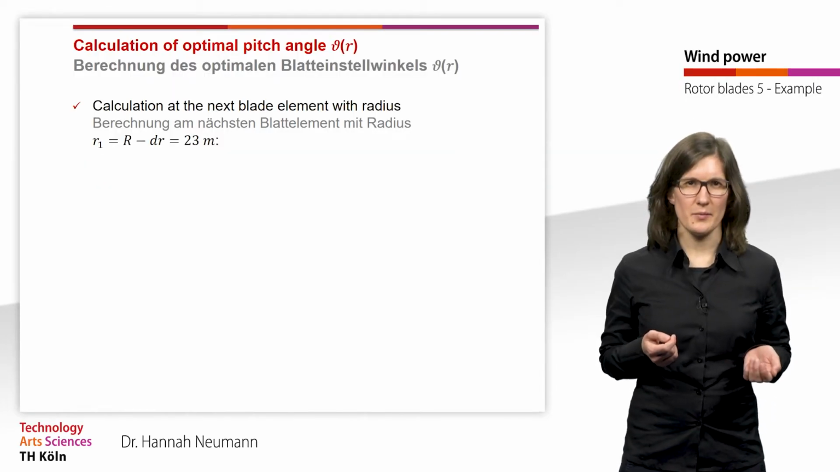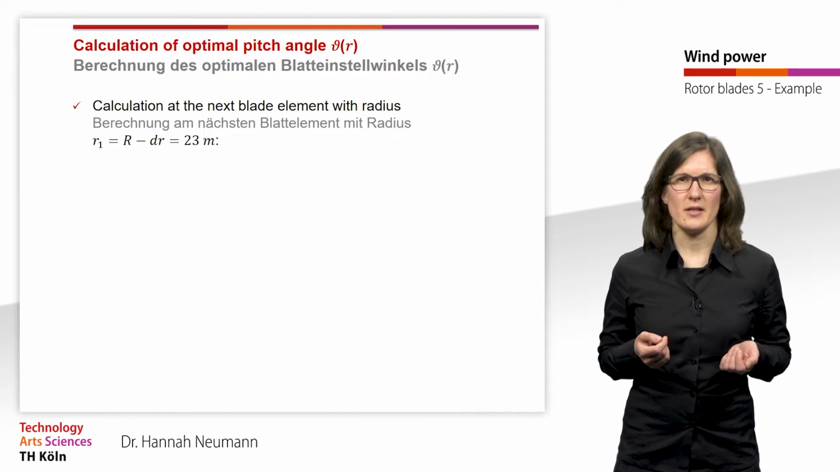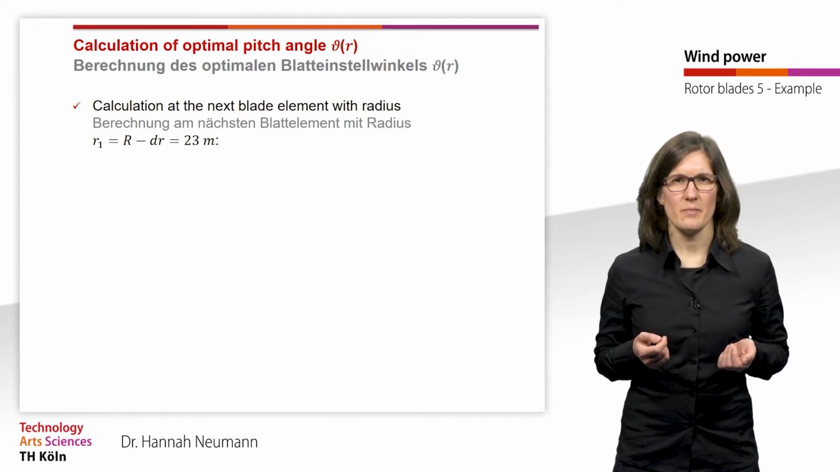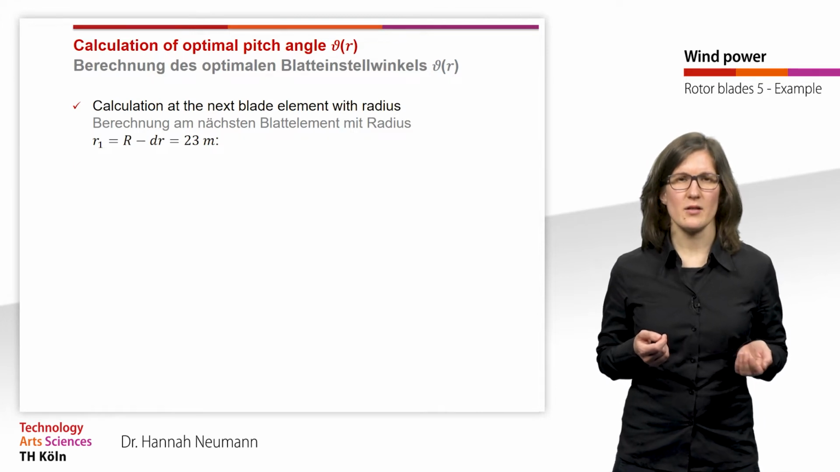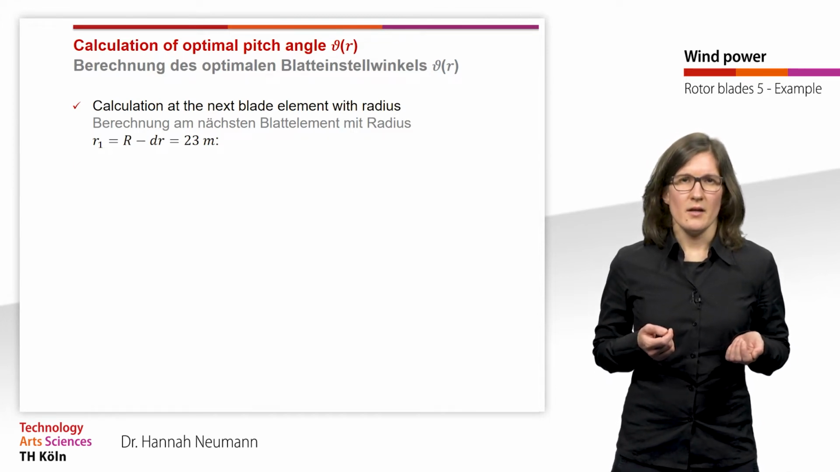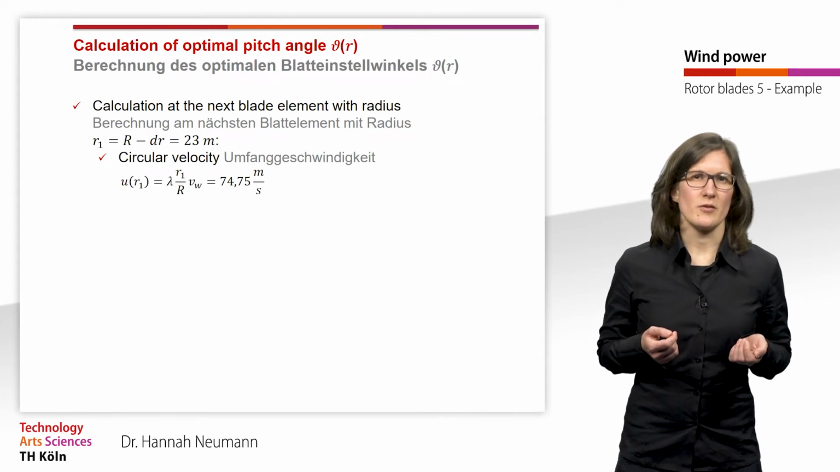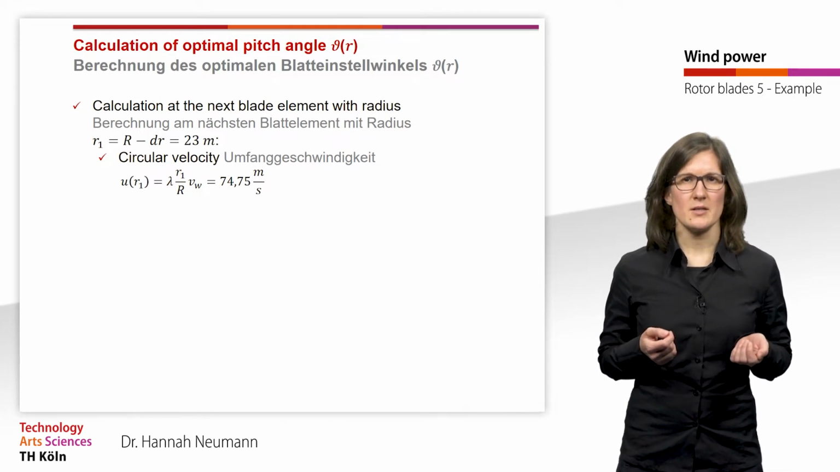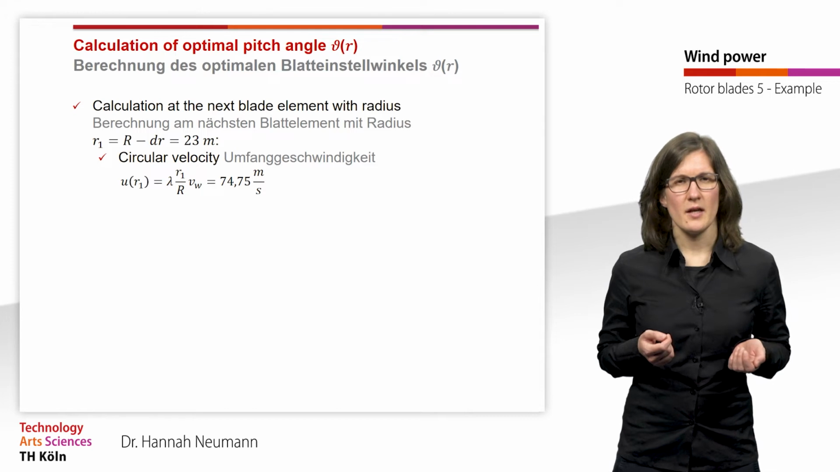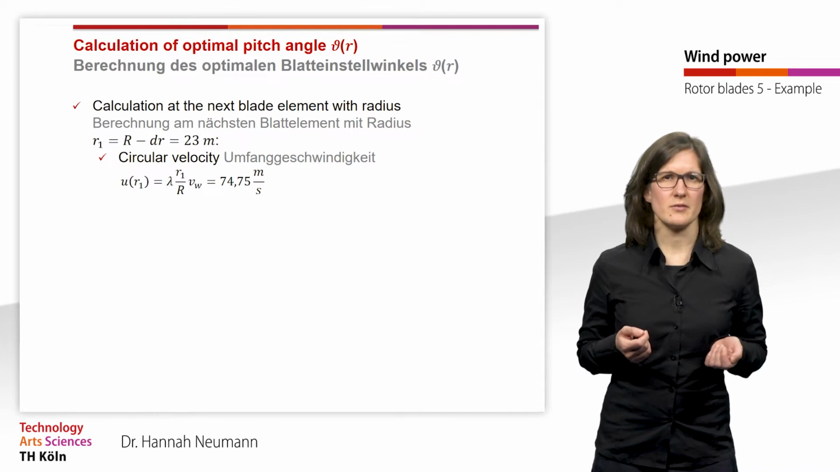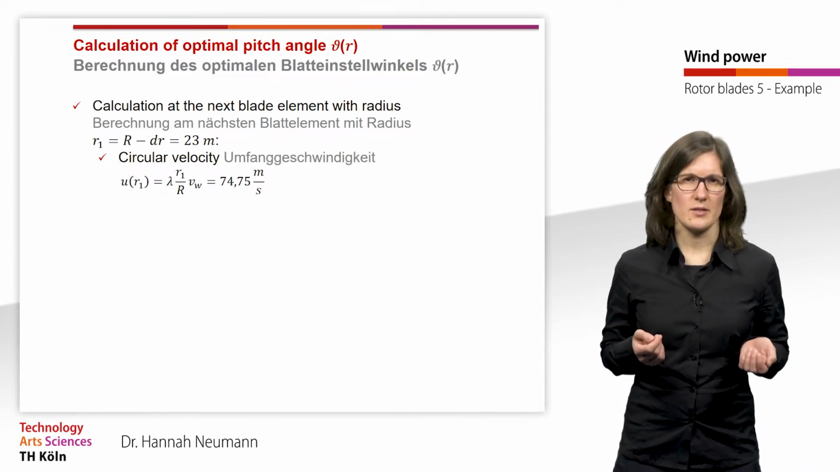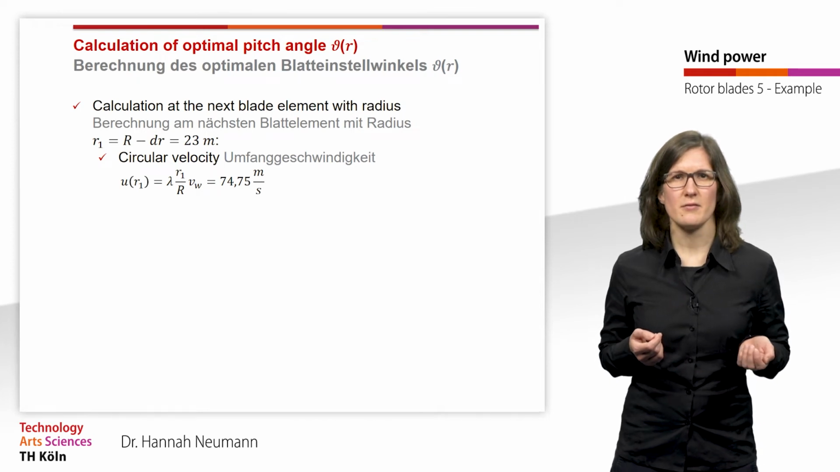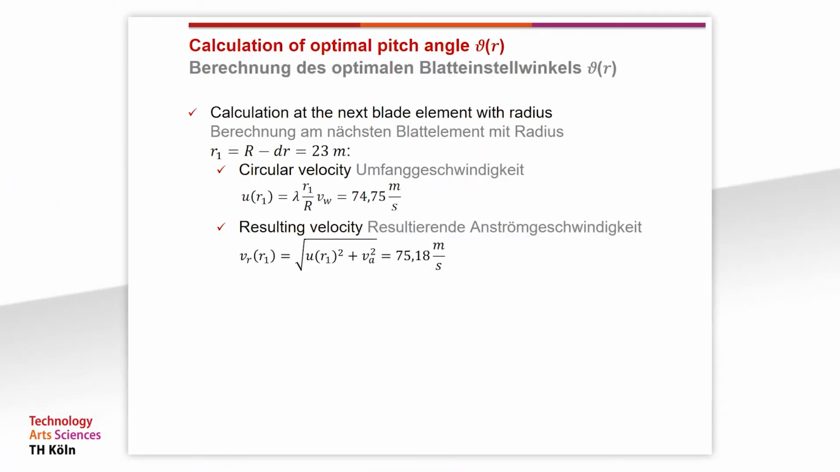And afterwards, the same calculation is carried out for the next blade element, which is 1 meter closer to the rotor blade center and thus has a radius of 23 meters. In the beginning, we calculate the circumferential velocity u according to the equation tip speed ratio multiplied with the radius of the blade element and divided by the total rotor radius multiplied with the wind velocity. And in our case, we get a result of 74.75 meters per second.